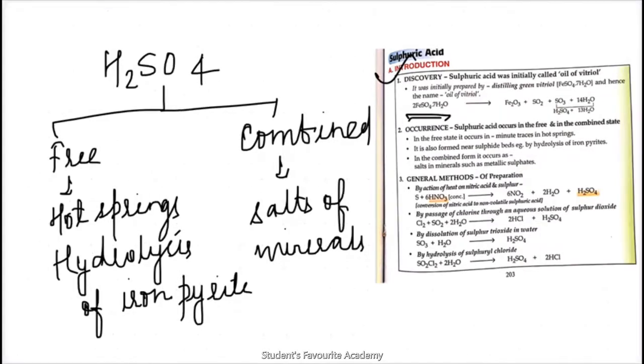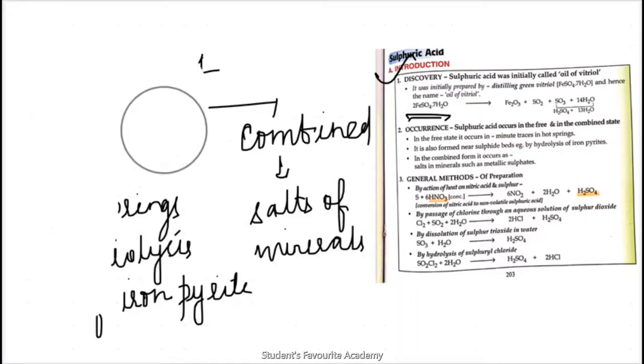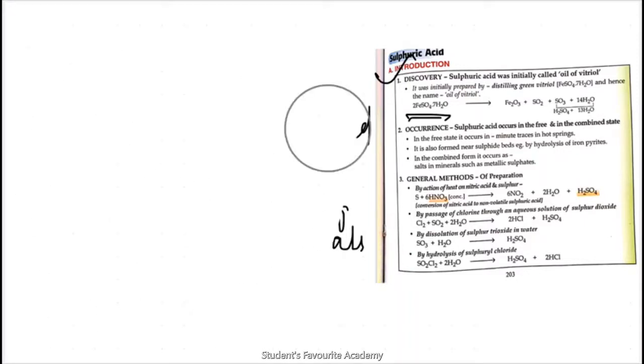Of course, if we want to prepare this on a large scale, then we'll be applying a certain industrial method. That method is called the contact process, which we'll be discussing. But in the laboratory, or if you want to prepare it at a smaller level, in your school laboratory, then how do we prepare this? By the action of heat on nitric acid and sulfur.